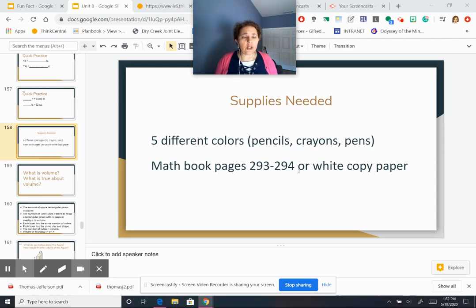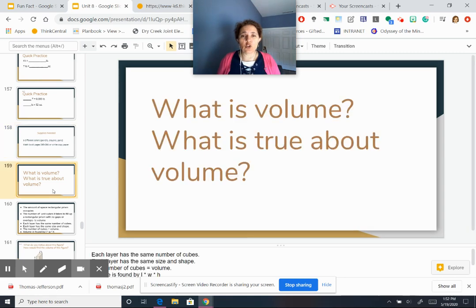But before we get started, we're going to use everything so far that we've learned about volume in this lesson. So this is all the strategies that we learned: length times width times height. All those strategies are going to be used in this lesson, okay? So first of all, we're going to talk about what volume is again. So let's review what volume is and what's true about volume.